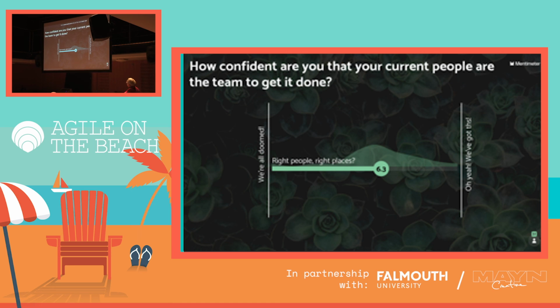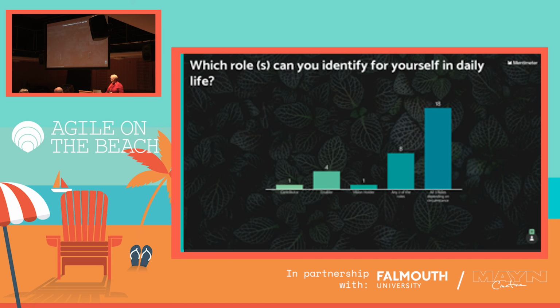Okay. How confident are you that your current people are the team to get it done? 6.3. That's okay. I would hope for that, or even slightly higher at an Agile conference. We're kind of trying to lead the way here. Which roles can you identify for yourself in daily life? I'm really pleased that so many people can find themselves doing all three roles, because actually that's the point. We need to enable, we need to be vision holders, and we need to contribute. And depending on not even the team you're in, depending on the day and the task, your roles should change. Understanding what role you need to be fulfilling at any one time and doing that job is possibly the single most important thing you can do every day.